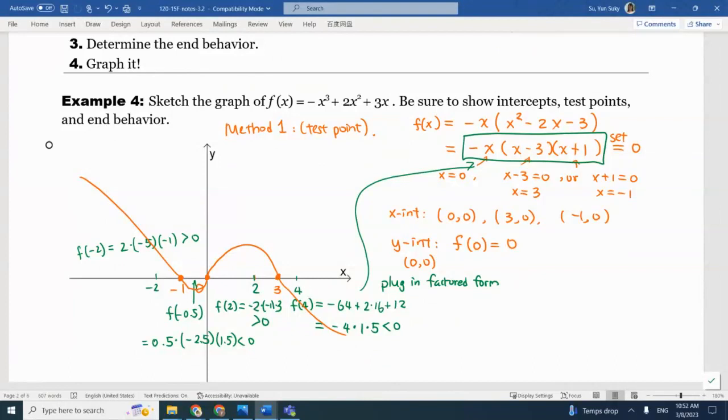Okay. Took me a second to realize what we're doing, though. All right.